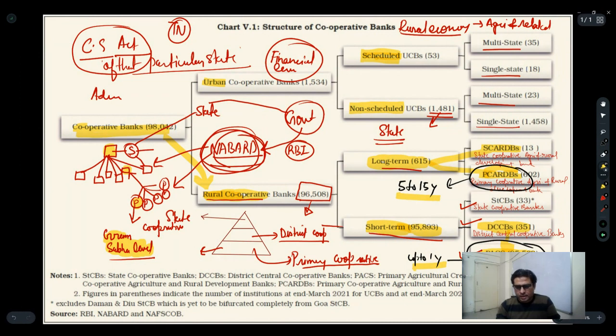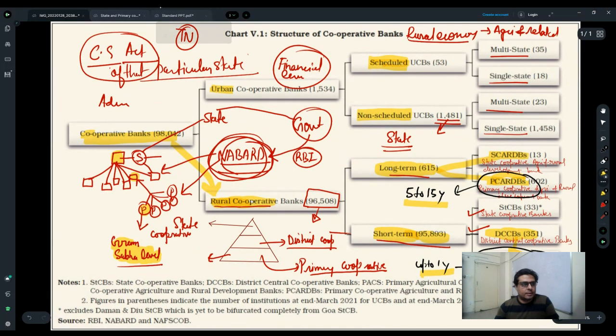Primary cooperative agriculture rural development banks and primary agriculture credit societies work almost under the same roof, right? In most of the states, but they have different desks, so that if the requirement is for the long term, you can go there, and if the requirement is for the short term, you can accordingly go there. Okay. So in this way I have explained the structure of cooperative banking in India.